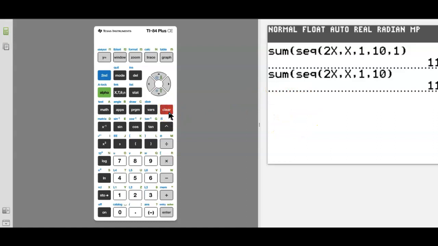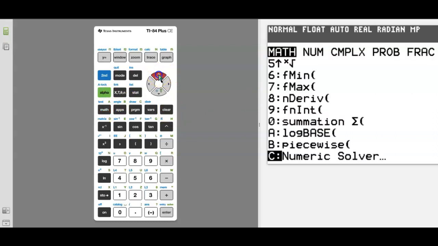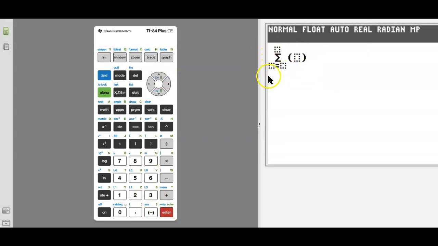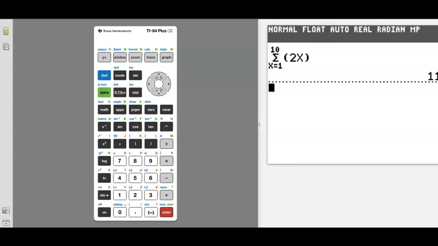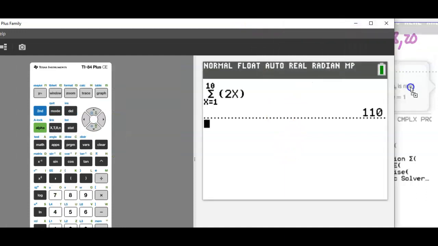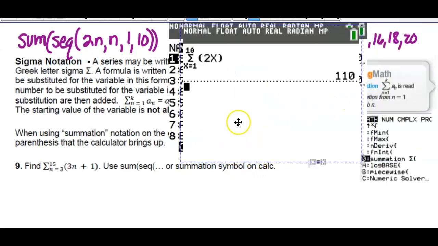So even if I had gone through the math and arrowed until I found the one here that says 0, then I still get this little template, and I can type in these boxes. If you have an older calculator, you don't get this, and you have to use the way I just showed you with sum, sequence, etc. But if you have this summation symbol, you can just type in these boxes. So I can type an X and a 1, and I can arrow up and put a 10. And then it said 2n was our formula, so 2x goes in here, and it gives me 110. All right, so that was using the actual summation symbol.